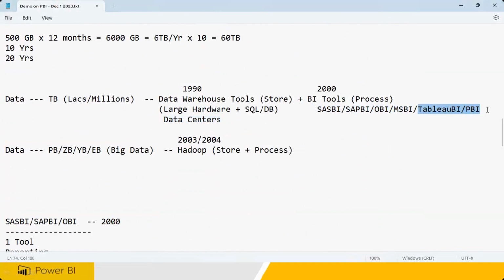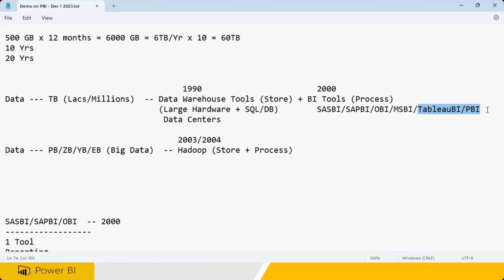So Tableau BI and Power BI are both called self-service BI. Self-service BI means no technical knowledge is required. Any manager, MBA, BBA guys can create beautiful reports. That is what Tableau BI and Power BI are targeting.